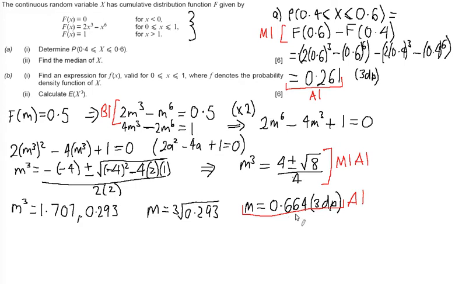If you give both of them as an answer, you do not get your accuracy mark, so you must specify a valid value for m.